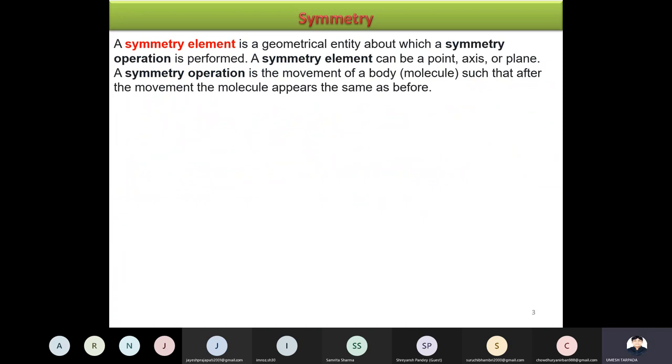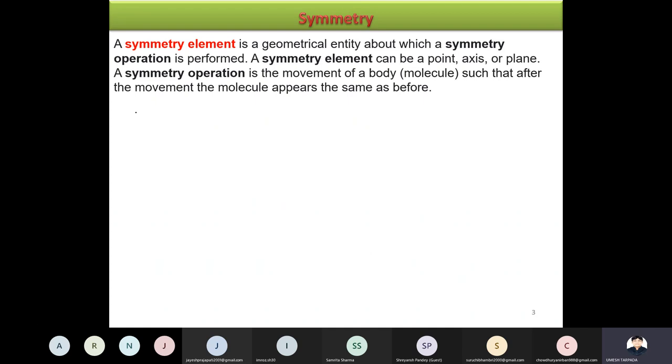And this symmetry is basically based on the molecule having symmetry, and that is because of the presence of one or more symmetry elements. So symmetry element is very, very important in order to understand symmetry. And if you go for symmetry elements, there are four main symmetry elements, and entire symmetry is based on these four symmetry elements.